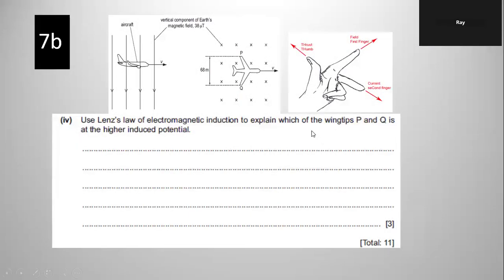Use Lenz's law of electromagnetic induction to explain which of the wingtips P and Q is at a higher induced potential. You don't have to use right hand rule. Right hand rule is not taught at all. By right, you use right hand rule faster, but they don't want you to use it. So how do you reason it out?